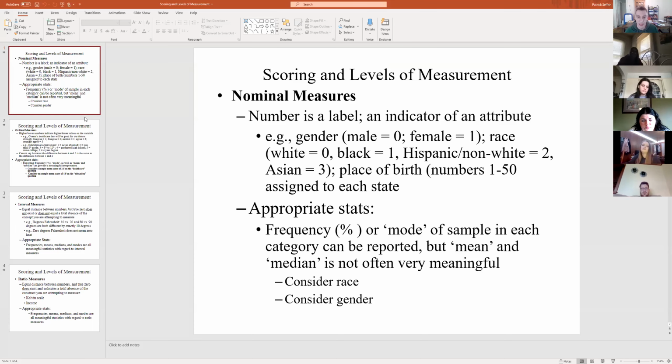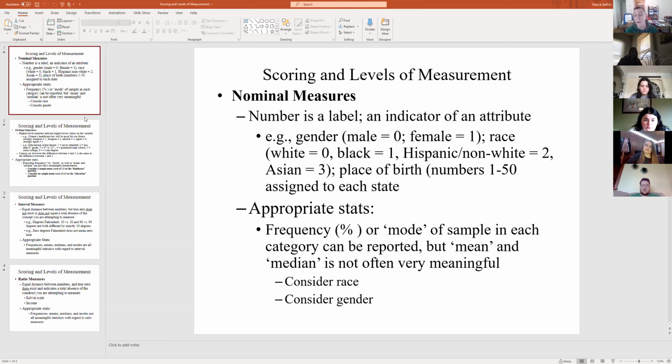That's all they mean. So when we're talking about nominal variables, it's usually the frequency or the percent of your sample that belongs to certain groups, like what percent is white, what percent is black, what percent is male, what percent is female. But you would never present an average gender. You wouldn't present an average race, nor would you present an average state that somebody is born in. That doesn't make any sense. And so with nominal variables, you can't really talk about averages.